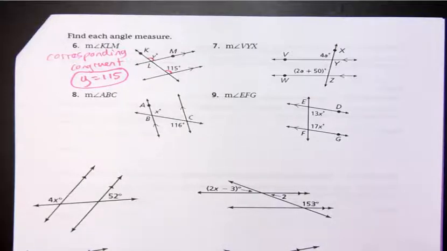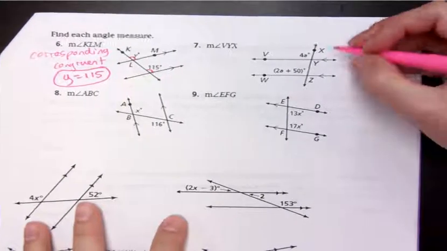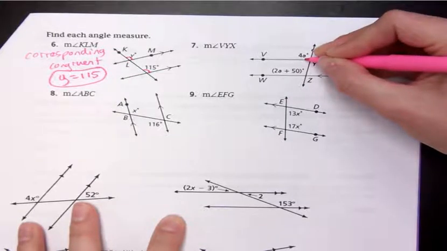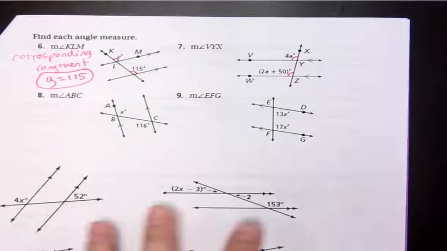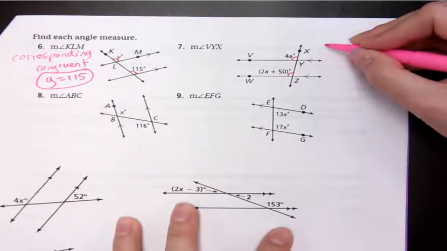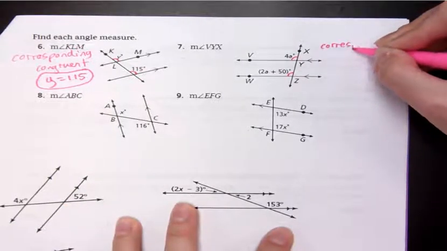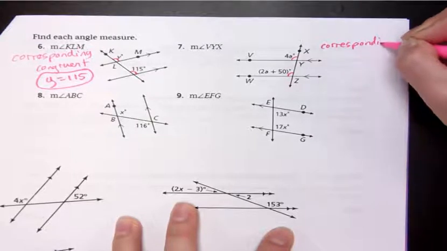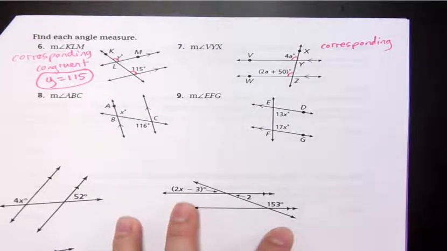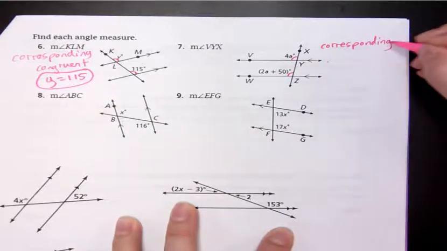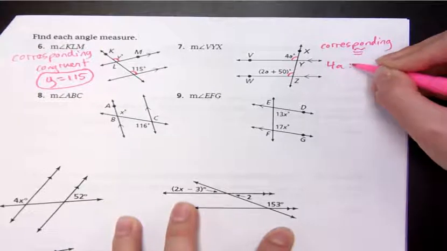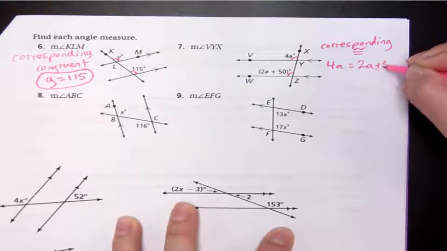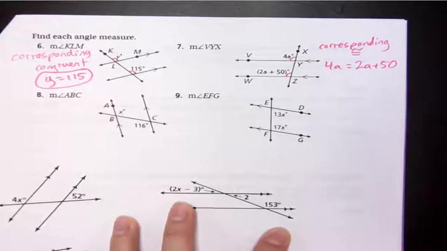Okay, so 7 we're going to set up the same way, except there is going to be a little bit of math to solve. What type of angles are these? Corresponding. And so corresponding angles equal each other or add up to 180? Congruent. And so we just set them equal to each other. So 4a equals 2a plus 50. And then we just solve.